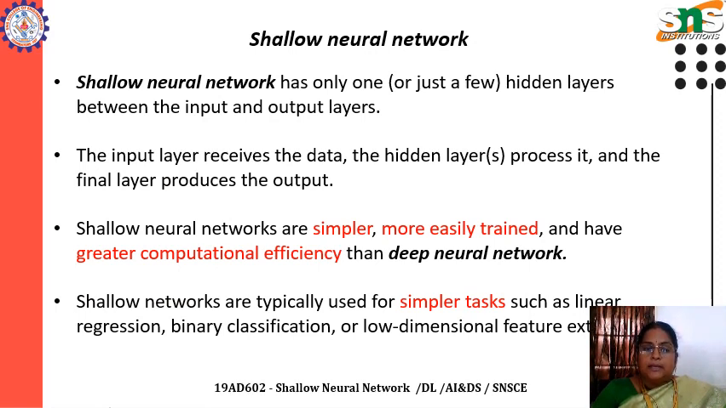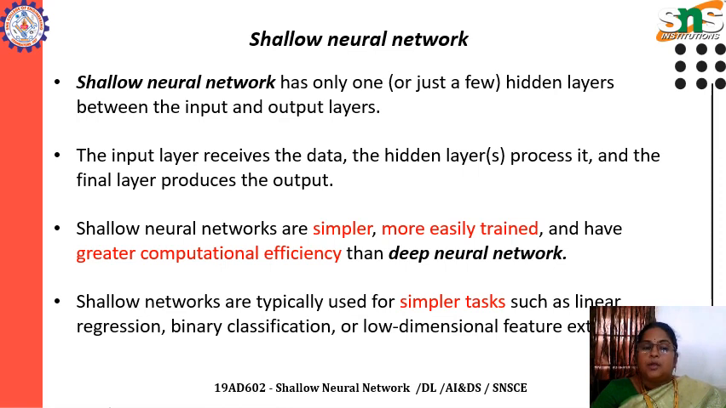Before we understand what a shallow neural network is, let me explain what a neural network is. A neural network basically has three layers. The first layer is the input layer, the second is a hidden layer, and the final layer is called the output layer. This is the neural network. The input layer receives the input, the processing is done in the hidden layer, and it sends the data to the output. The output layer produces the final result.